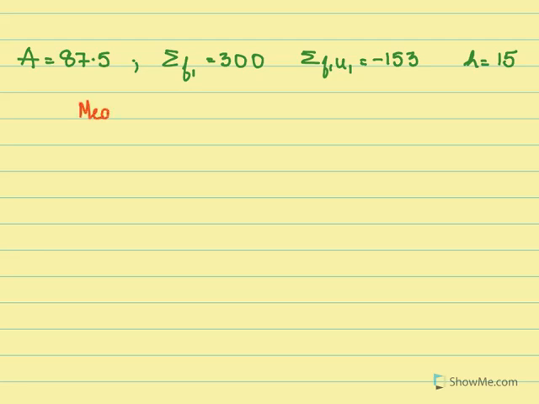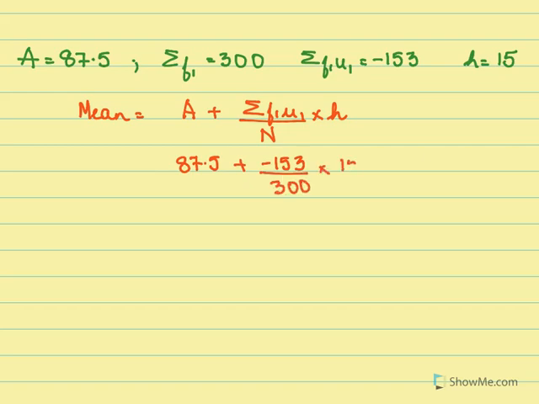So the next, we know the value of mean is equal to A plus sigma fi ui over N into h. So we put the values: A as 87.5 plus fi ui is minus 153, number of readings is 300, into h is 15. So that equals 87.5 minus 7.65, and this is equal to 79.85, which is approximately equal to 80.